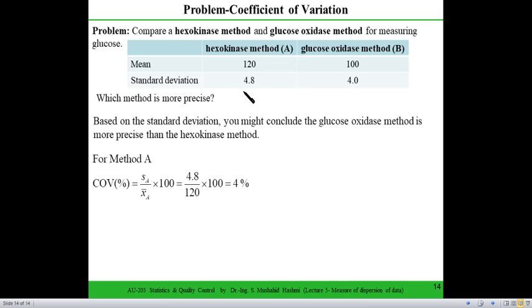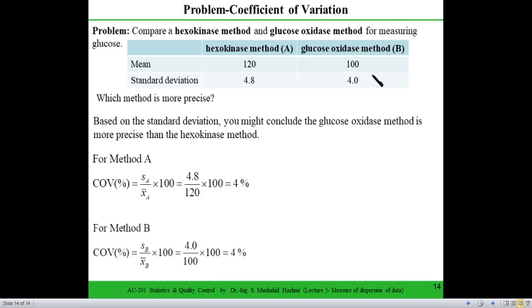If we calculate the coefficient of variation for method A, which is the standard deviation of the sample divided by the mean, the standard deviation is 4.8 and the mean is 120. So the coefficient of variation comes out to be 4%. If you calculate the same for method B, the standard deviation is 4 and the mean is 100. What we observe is that both coefficients of variation are the same.